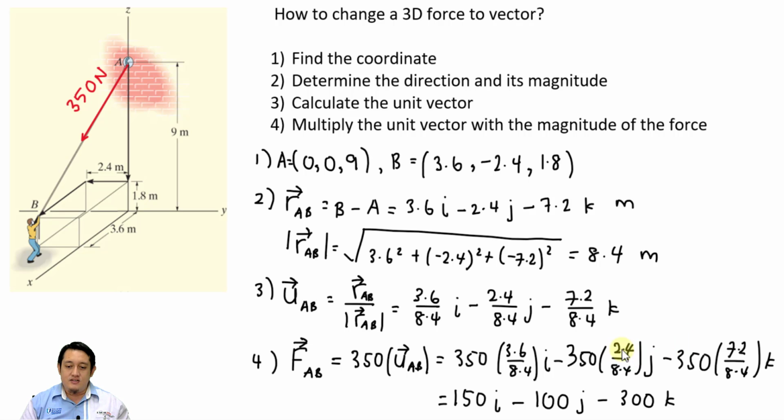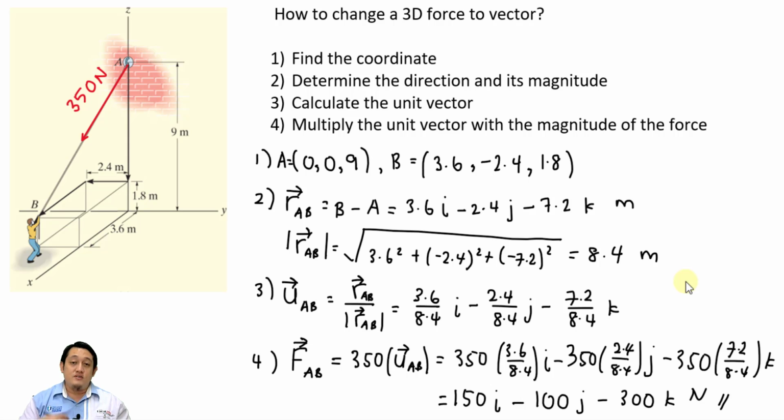Okay, so this one I made a mistake here. This one is supposed to be 2.4, not 3.6. So this is the answer, and this one is in Newton. That's it. Finish. Very easy.